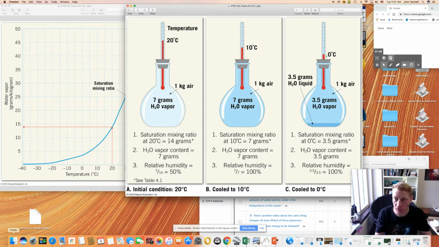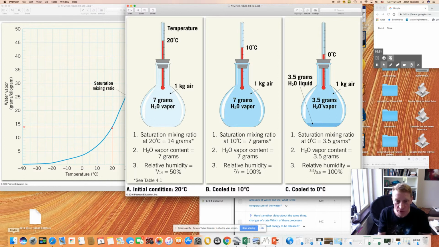And if we continue to drop the temperature, then more liquid will condense out. At 0 degrees Celsius, the air can only hold 3.5 grams. That means out of the 7 that were originally in this, half of those have to come out. 3.5 have to come out. So 3.5 grams of water have now condensed, and 3.5 grams are still in the air. The air is still at 100% relative humidity. It's saturated, but by taking that water out you've actually changed the dew point temperature. So now the dew point temperature of this air is 0 degrees Celsius.